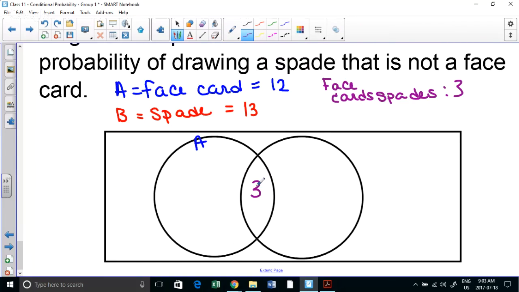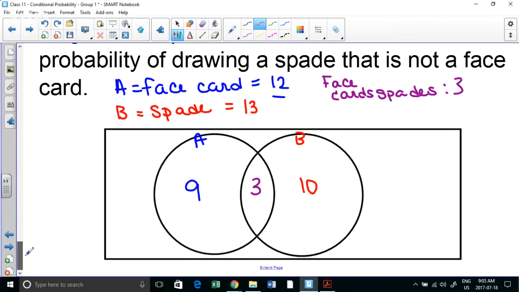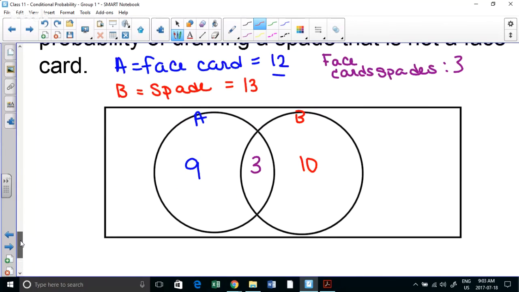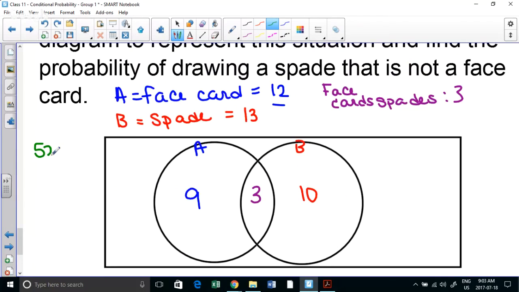If there's 3 here, that leaves me 9 here on the outside. And that leaves me 10 here on the outside. And if we wanted to just finish this up, I would take the 52 minus 9 minus 3 minus 10. And that would give me how many cards are on the outside. That gives me 30 on the outside.